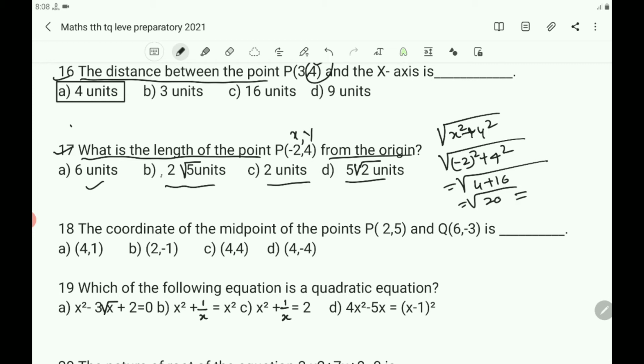Now let us simplify it. We convert this into a square number times some other number. 20 is equal to what? Square root of 4 into 5, that is equal to, square root of 4 is 2. We remove this outside, 2 root 5. So what is the answer here? Option B is the answer, 2 root 5 units. So the answer is 2 root 5 units.